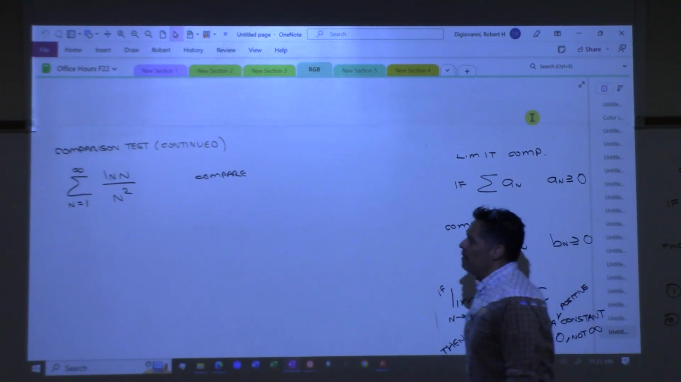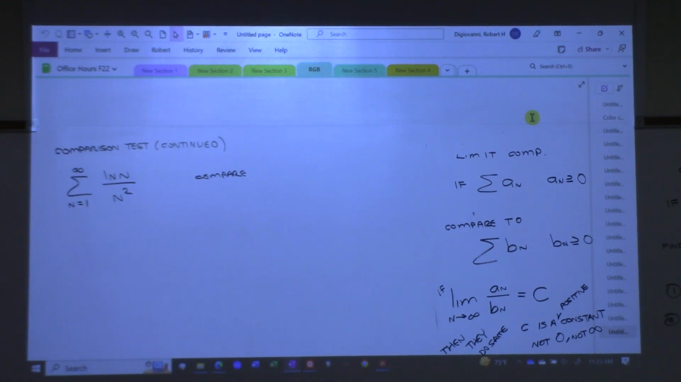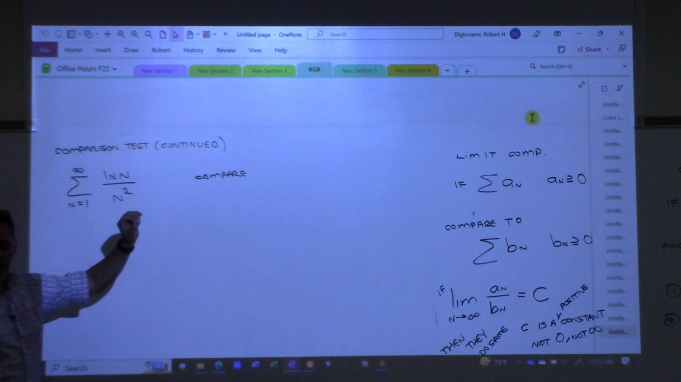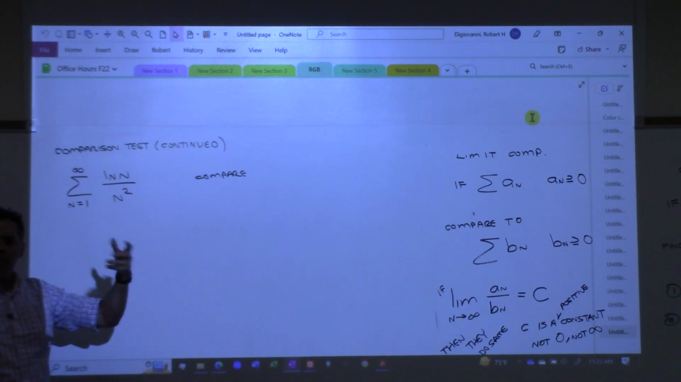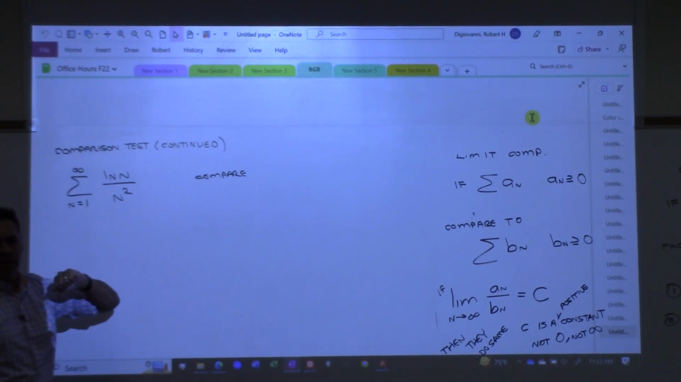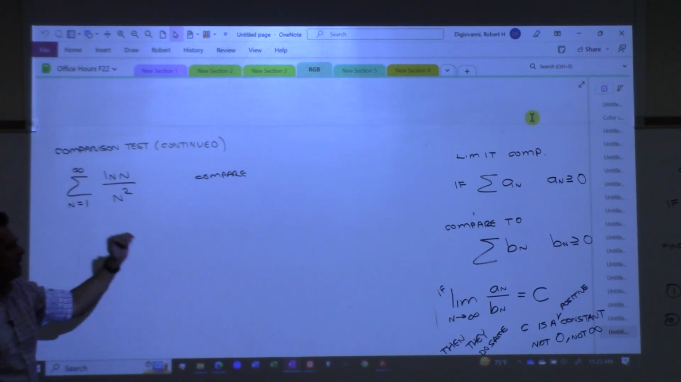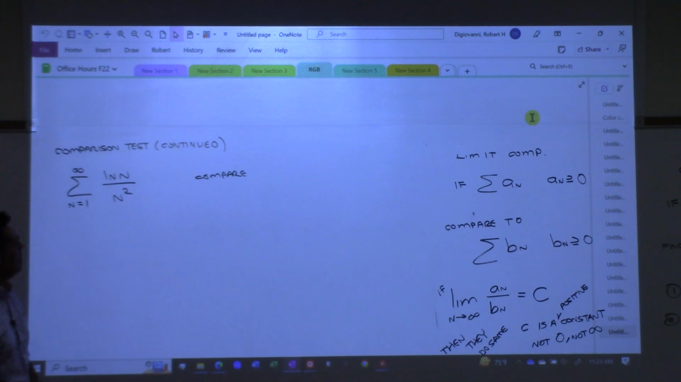So look at this one right here. Let's try and compare this to something. Natural log n over n squared. So something subtle. When n is 1, natural log of 1 is 0, right? Okay, but after I get past 1, this natural log is positive. So in the very beginning, I get a 0, but then after that, I have positive terms, right? So I can do comparison because it's going to be positive and it's going to stay positive. It never goes negative, right?